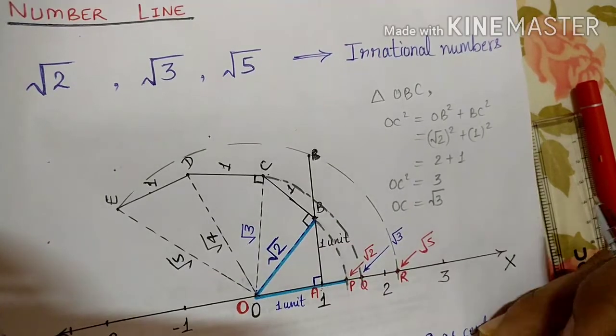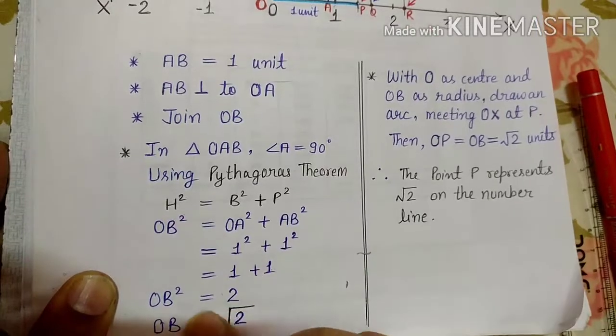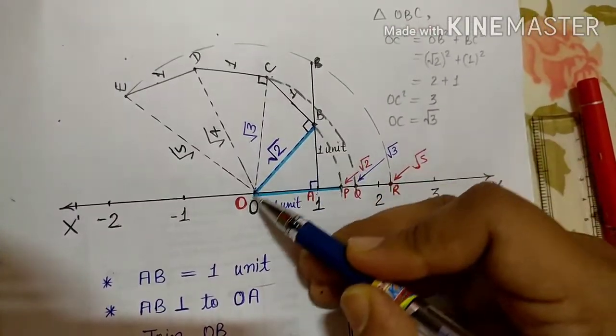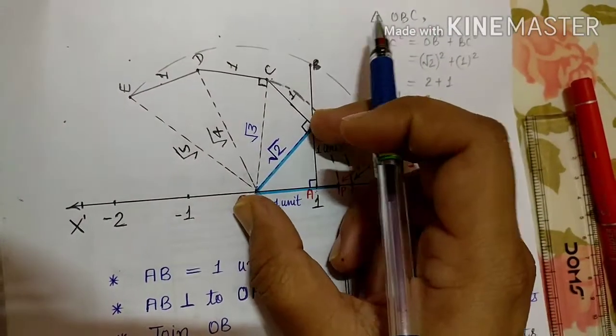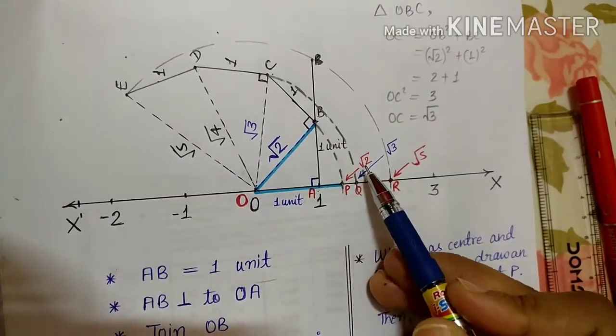So we have applied Pythagoras theorem like this. Okay, so we get how much? OB as root 2. So when we have taken OB as a radius of a circle, we have drawn an arc, so we get point P, which shows root 2.